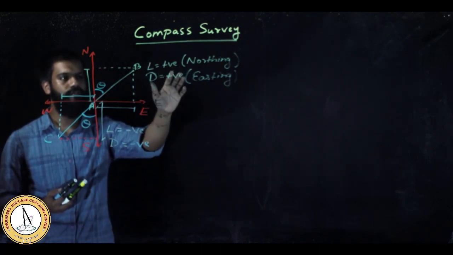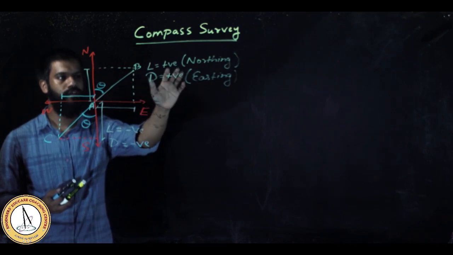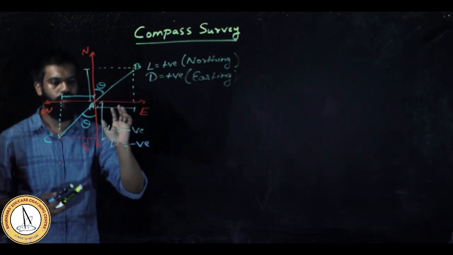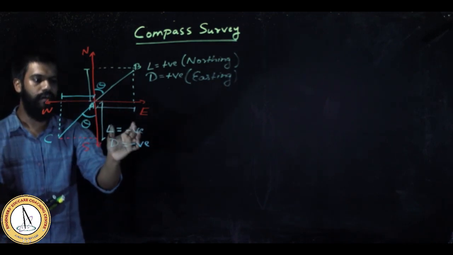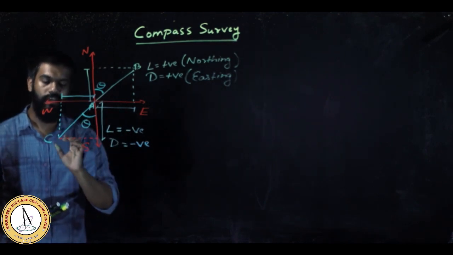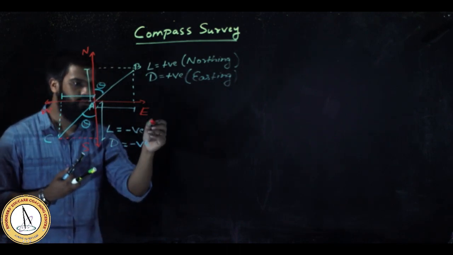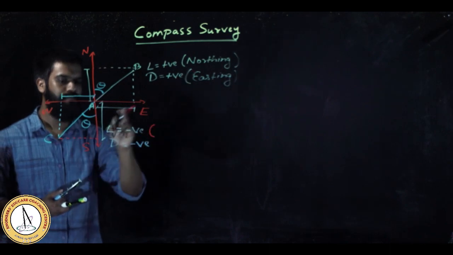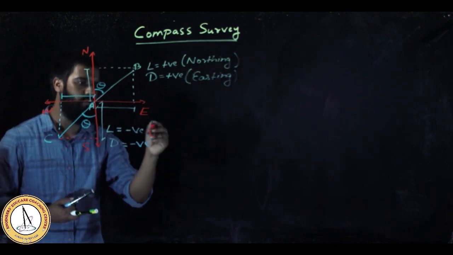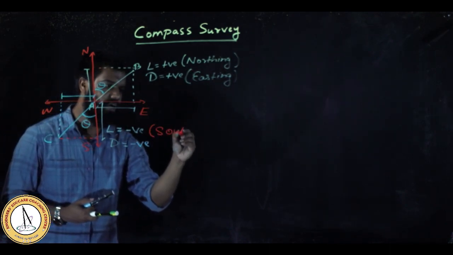Here in the first quadrant, latitude is positive and departure is also positive. If our survey line is in the third quadrant, our latitude is negative as well as departure is also negative. Here also I can write it in a different form. In this case, since our latitude is on the south side, it will be known as the southing.